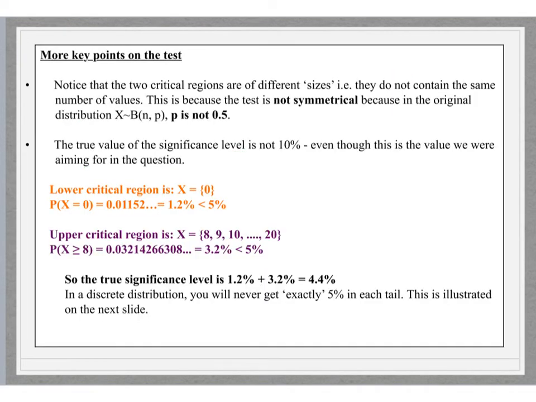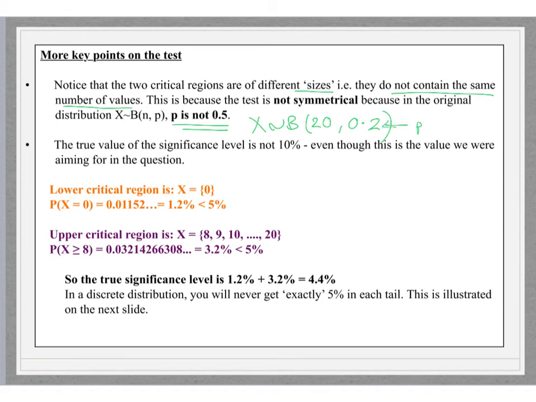Some further key points on this example. Notice that the two critical regions are of different sizes, i.e. they do not contain the same number of values. This is because this test was not symmetrical, because in the original distribution, X, which was a binomial distribution which had an n value of 20 and a probability of 0.2, the probability value is not 0.5, it was 0.2.